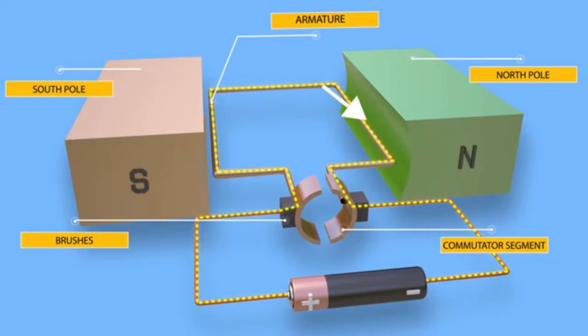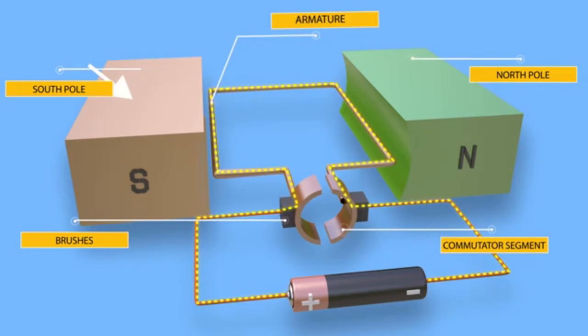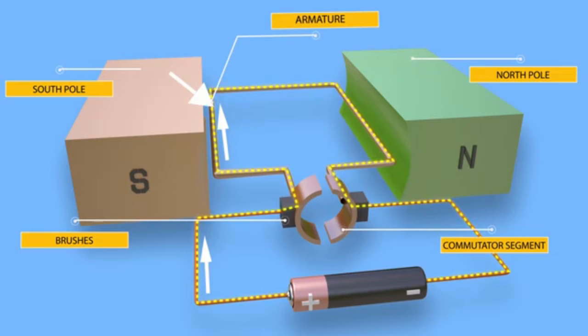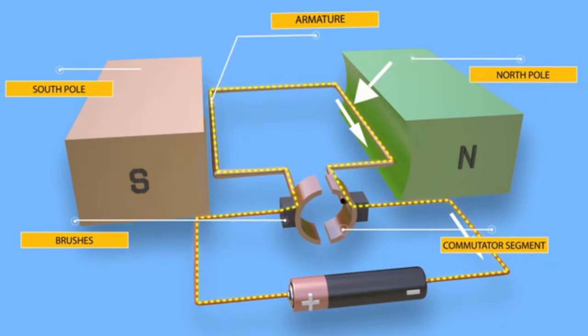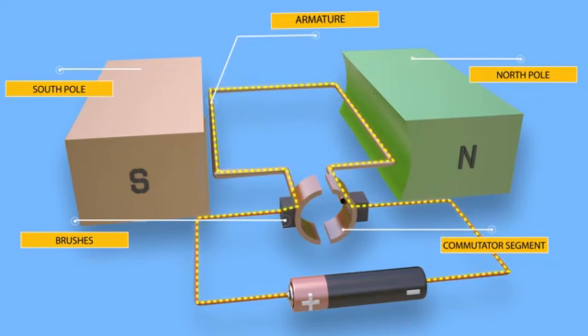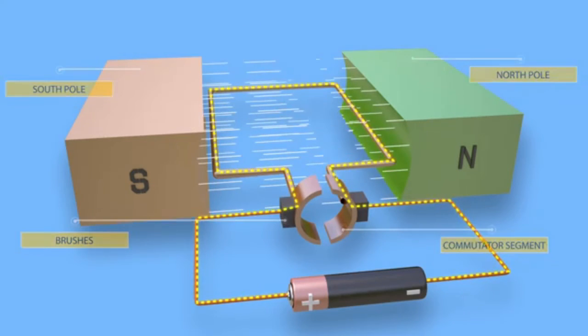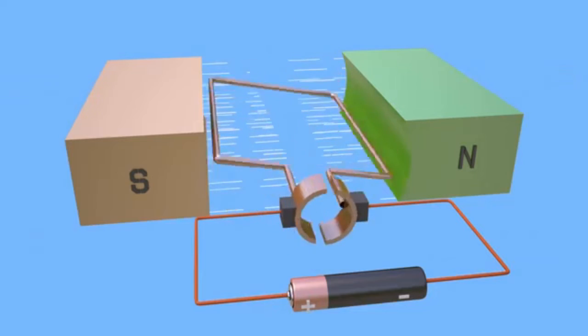If you were to flip the battery, the current would go the other way. Every time the commutator segment moves, the magnetic field switches. And the brushes push up against those commutators, so it will stay moving, and the magnetic field will change every time.